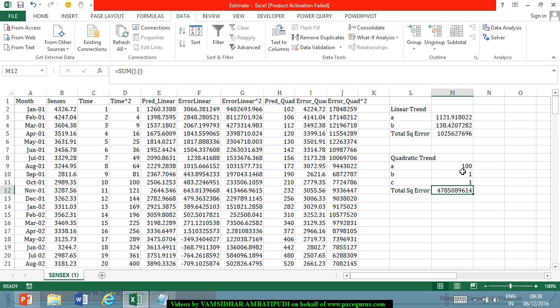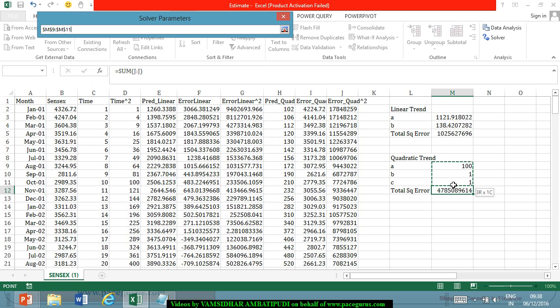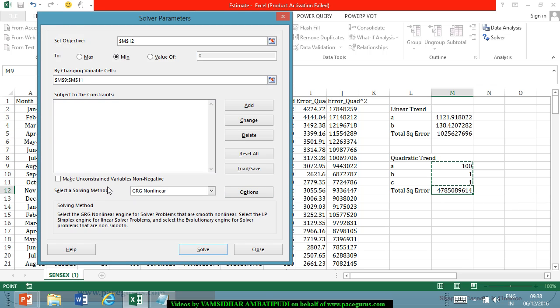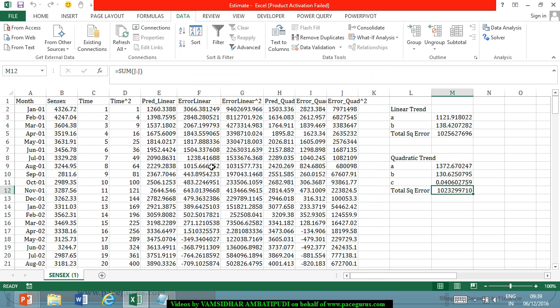Now, yes, I have to get the optimized values. These are some dummy values that I have started off with. Now I'll optimize these values by setting this particular value to be minimum, wherein I have the flexibility to change these three values and try to see the minimum most error. Here it looked like the total squared error is 1.023 million. Here it is 1.025 million and here it worked out to 1.023 million.